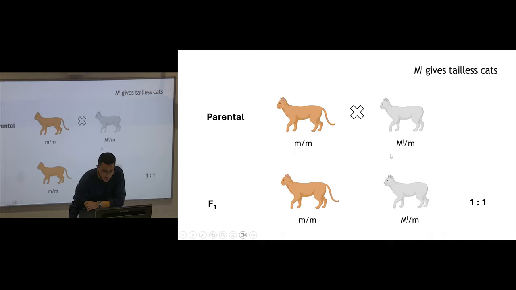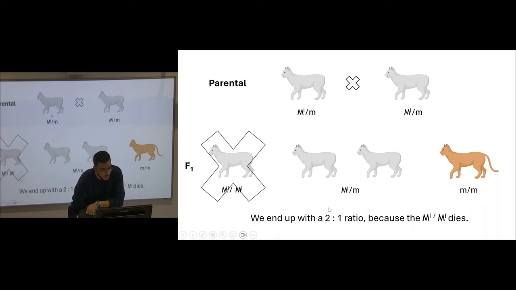And then if you cross the heterozygous together, you'll end up with a weird ratio. The reason for this weird ratio is that the homozygous for this allele dies, and so you don't see it in the progeny. Instead, what you see is the heterozygote that has no tail, and the homozygous that has the tail. This is the wild type.